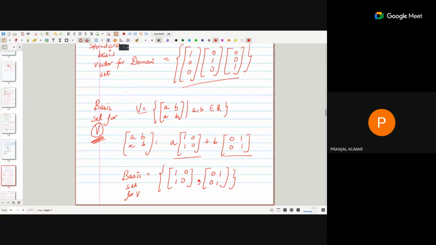So your codomain is this set. Now you have to find a basis set for this codomain. So I will express this general element as a(1,1,0,0) + b(0,0,1,1). Now how did I do that?